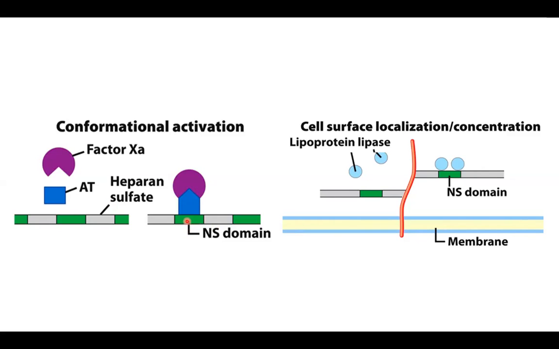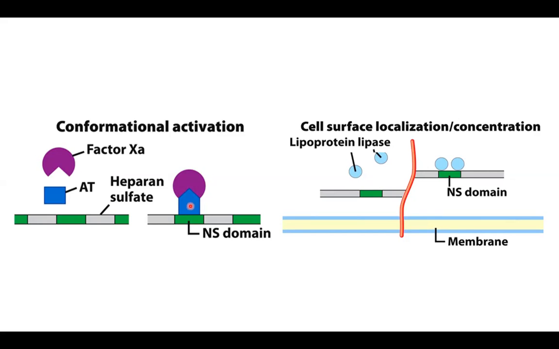So the heparan sulfate basically helps us in blocking clotting. To prevent clotting, we use heparan sulfate, specifically the NS domain, which binds to factor 10A, and it also increases the activity of AT, right? So the NS domain binds to the AT and increases its activity.